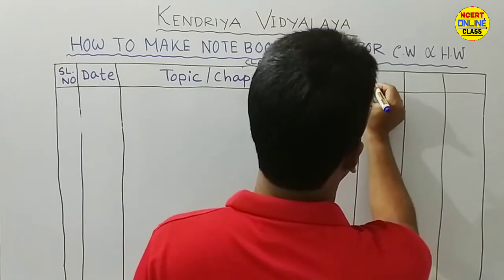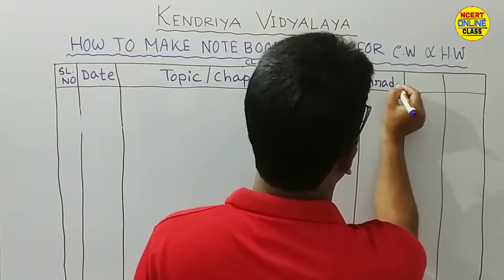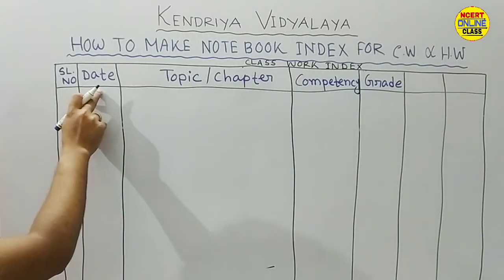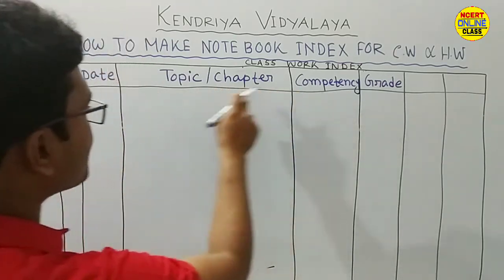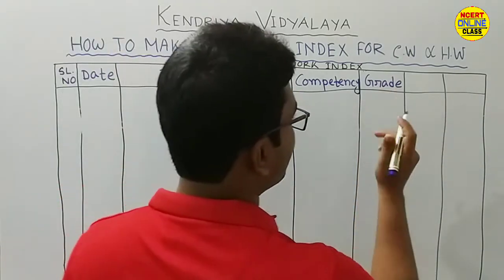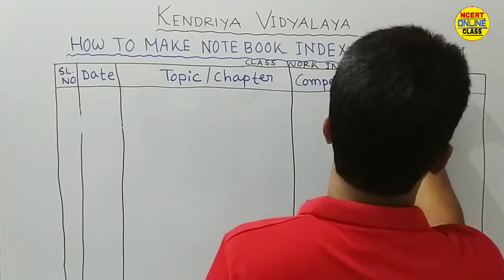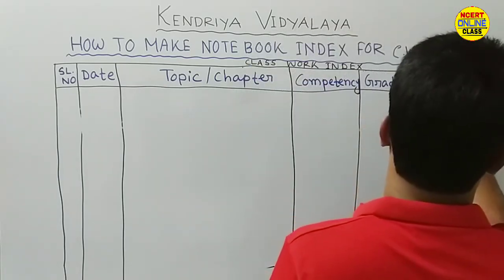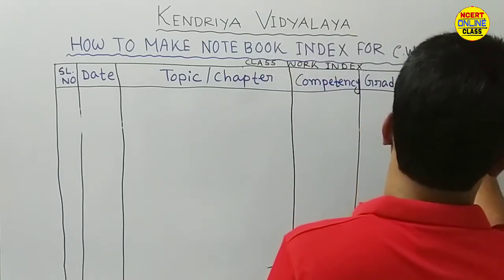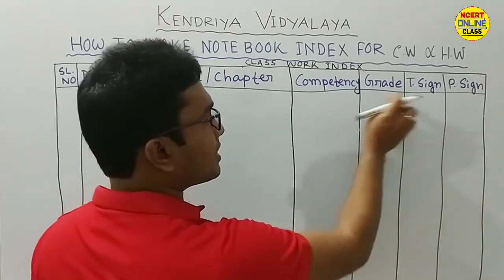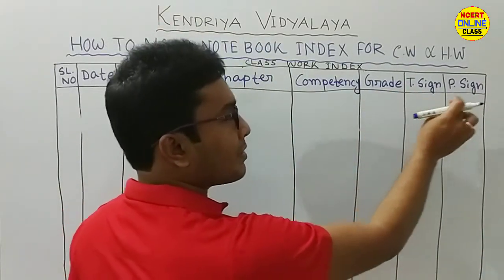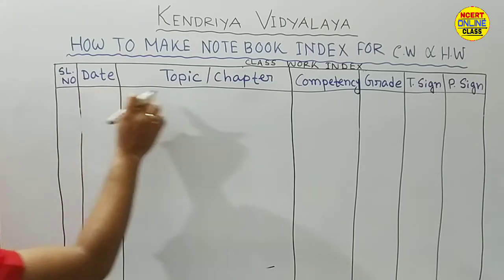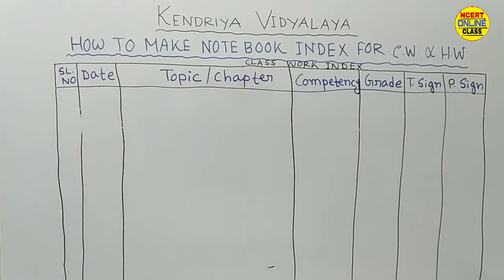Then grade. So this is serial number, then date, then topic, then competency. These 4 are your work, and grade, teacher sign, and parent sign are last. These 2 are for your class teacher or your subject teacher, parent sign is for your guardian, and every day you need to fill this up when classes start.